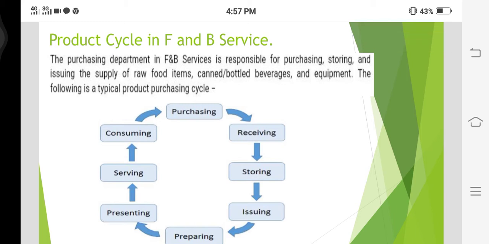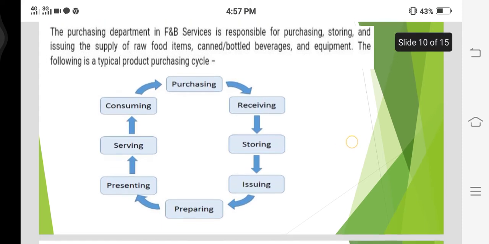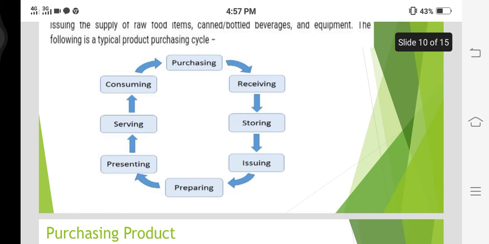Product cycle and F&B service. The purchasing department in F&B service is responsible for purchasing, storing, and issuing the supply of raw food items, canned, bottled beverages, and equipment. The following is a typical product purchasing cycle.